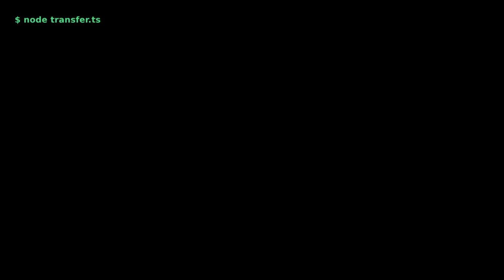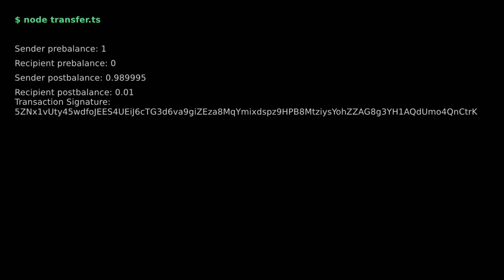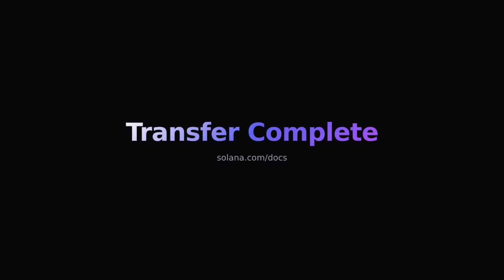When we run this code, here's the output. Sender started with 1 SOL, now has 0.99. Recipient received 0.01. The small difference is the transaction fee paid to the network. That's how you transfer SOL on Solana.